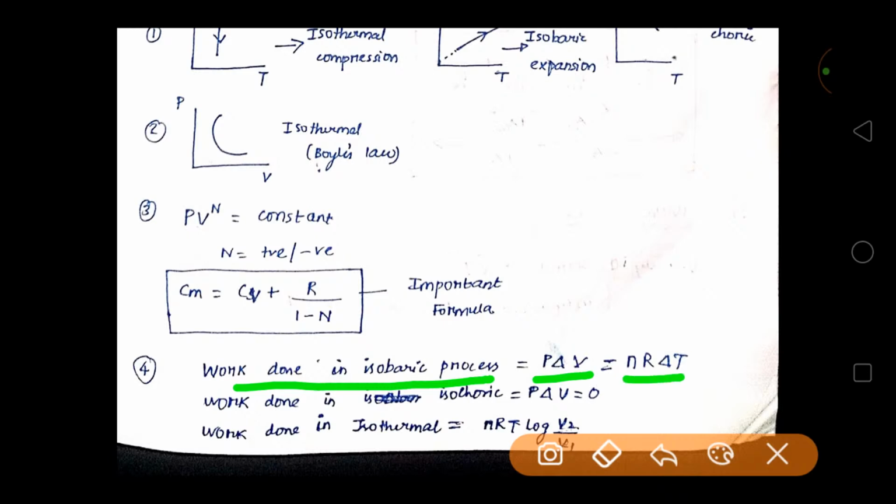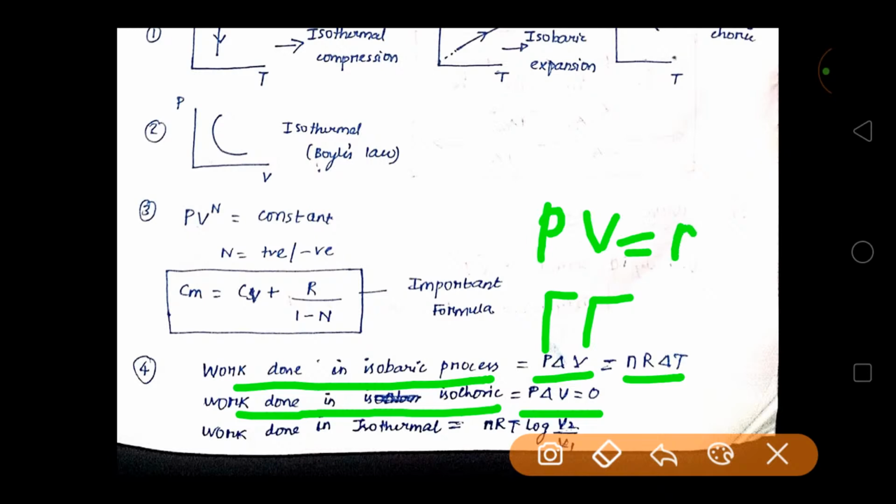P del V is equal to nR del T. Work done in the isochoric process, P del V is equal to 0 because there is no change in volume. Pressure is constant, volume is changing, so we know PV is equal to nRT, so P del V is equal to nR del T. So volume is constant means work done is 0.